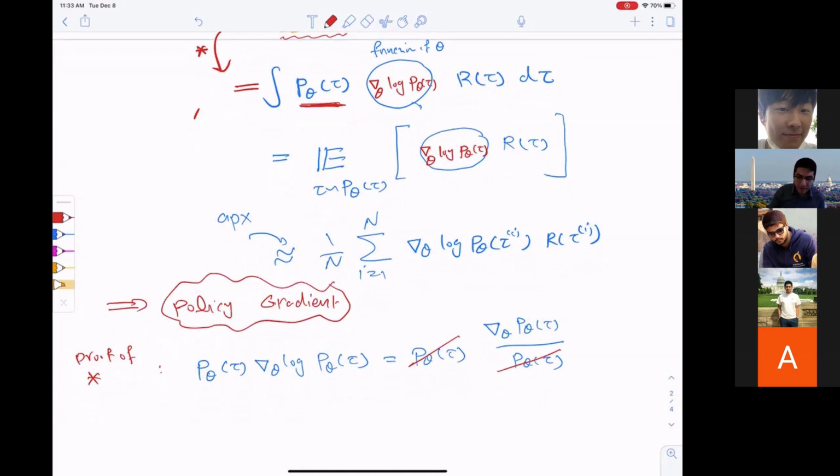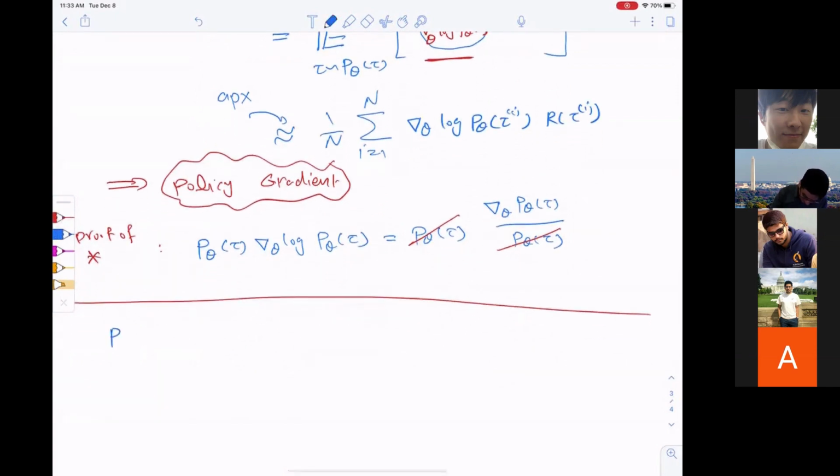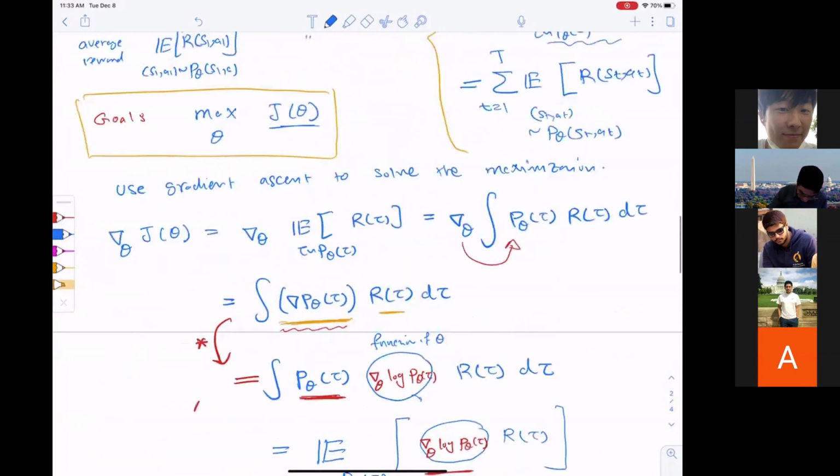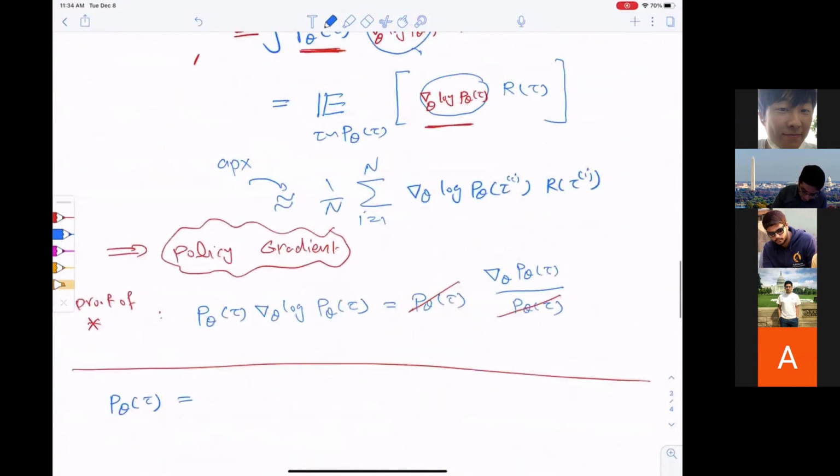Okay, if not, actually let's do this calculation. Now I have this expectation of the gradient of log of P sub theta. Let's see if we can simplify it even further. Now I know P sub theta of a trajectory is according to this formula that we have before. Right? So that's the formula for the probability of a particular trajectory. So let me rewrite that here.